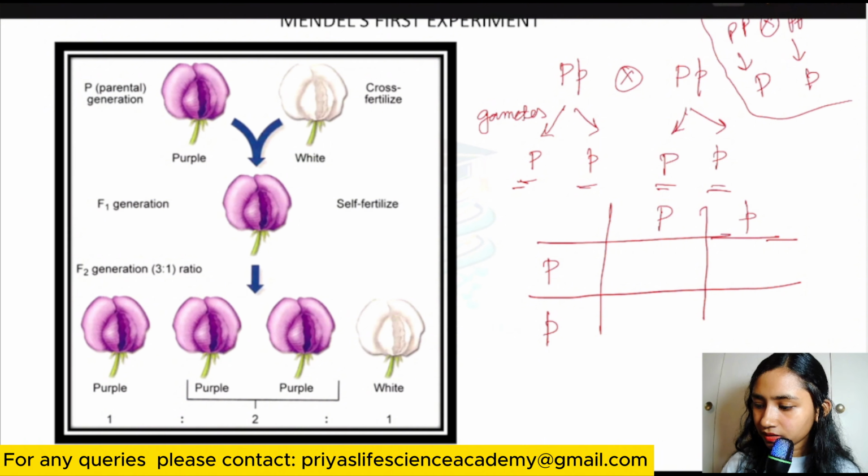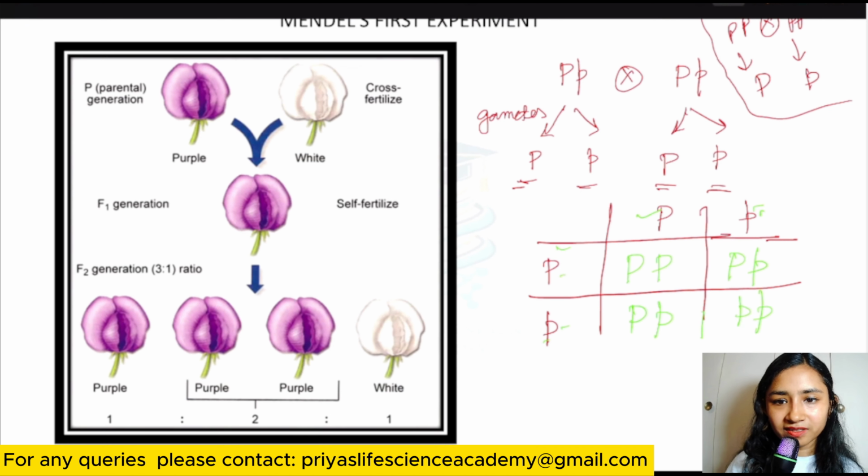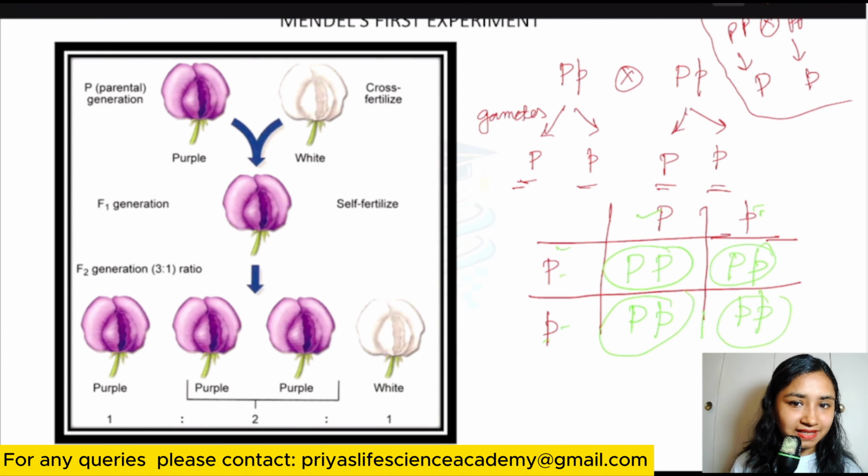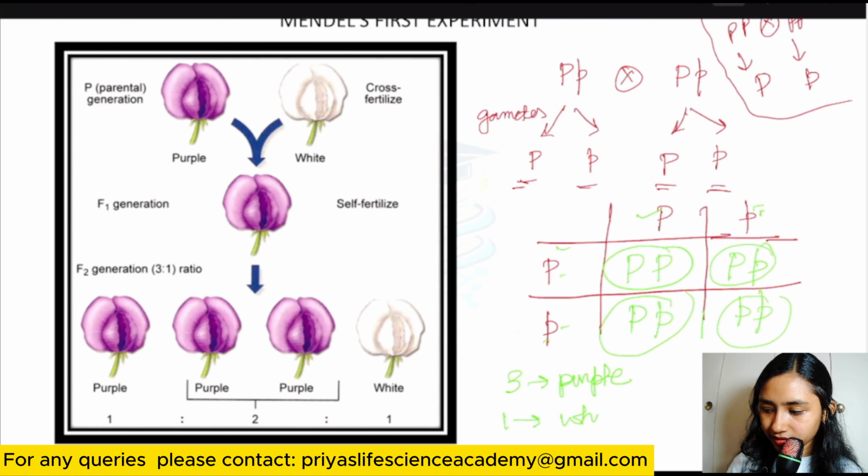Now the offspring: capital P, capital P; capital P, small p; capital P, small p; and small p, small p. So now can you get it? One capital P, capital P, two capital P, small p, and one small p, small p. From here we can get the offspring, and we can see that 3 are purple and 1 is white.